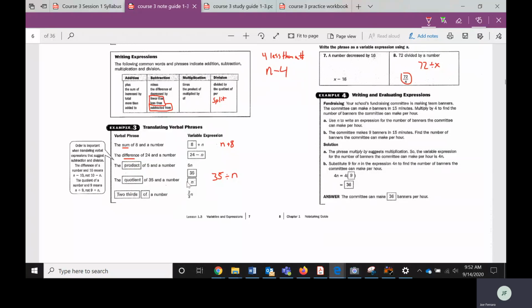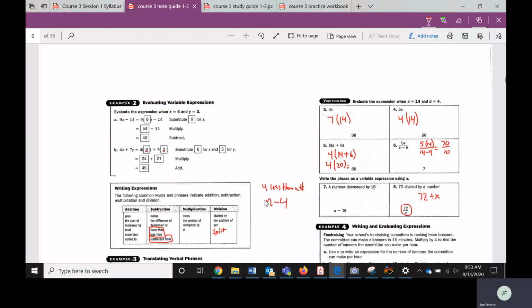So 35 in a number, generally in algebra, they're going to write it as a fraction. This would be correct. This is also 35 divided by n. 2/3 of a number. Okay. A lot of times when there's a fraction or a decimal and it says "of a number" or a percent, that means multiplication. So 2/3 of a number means 2/3 times n.